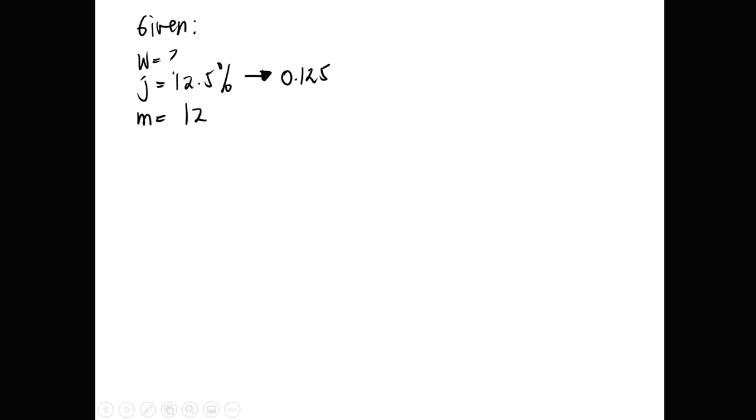So, J will be 12.5%. Convert it into decimal. That is 0.125. M is compounded monthly. We have 12. So, let's write the formula for the effective rate. We have 1 plus I raised to M minus 1.